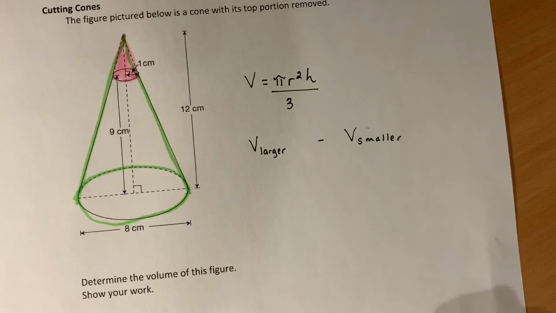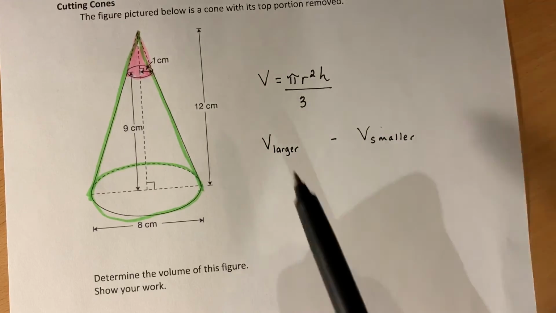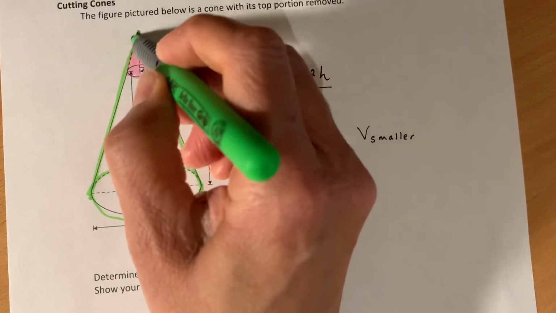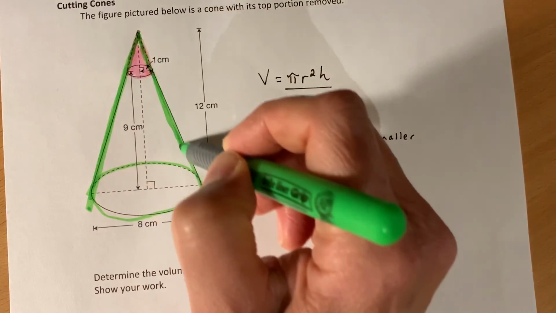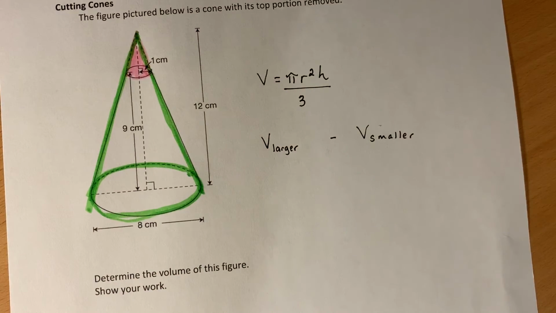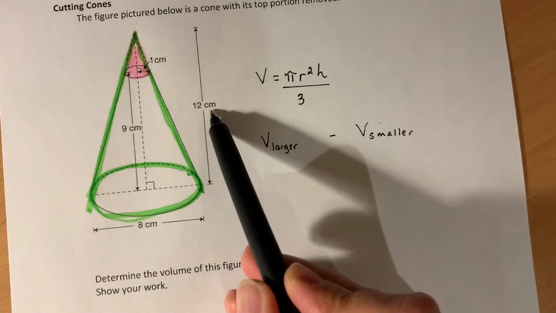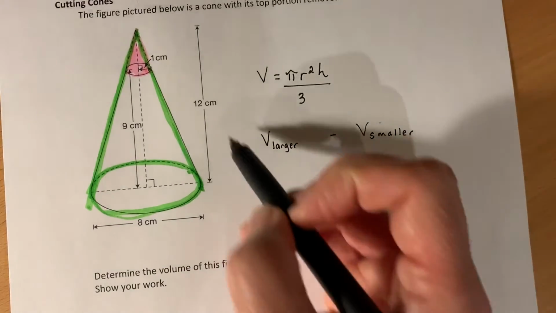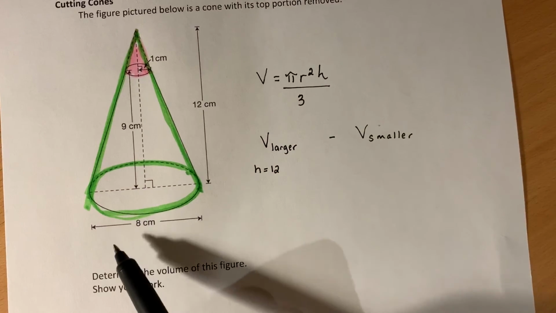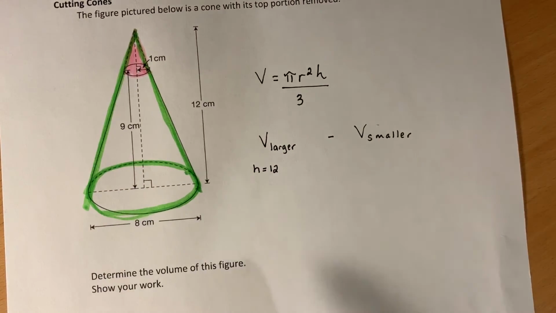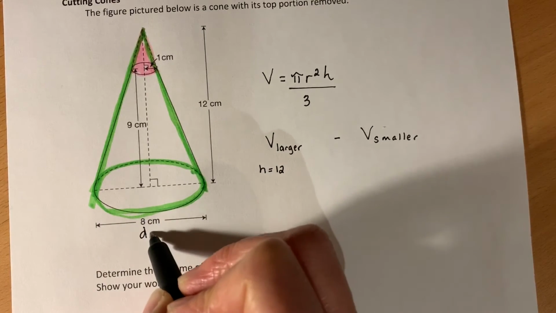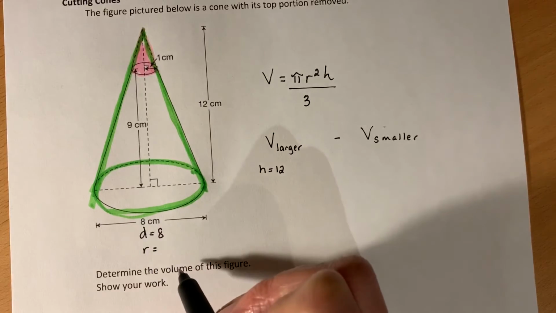Now with volume, I need the height and I need the radius. So let's look at the larger cone that we have in green. Do we have the height of it? And hopefully you said yes, the height is 12. Do we have the radius? From here to here is 8. So what would the radius be? This is the diameter. So the radius is 4.